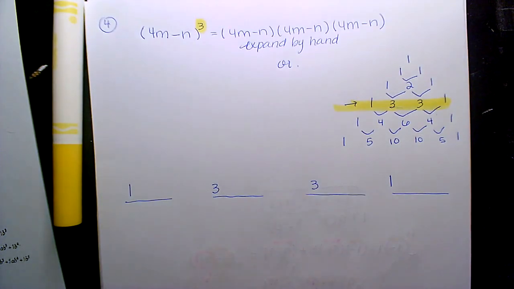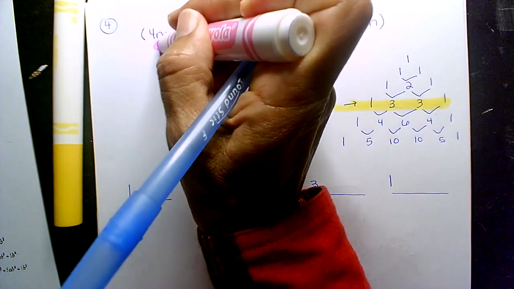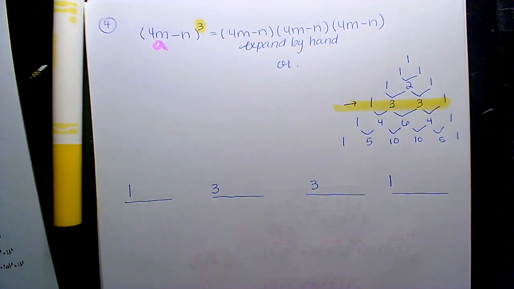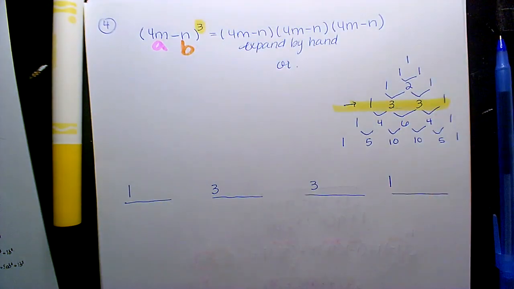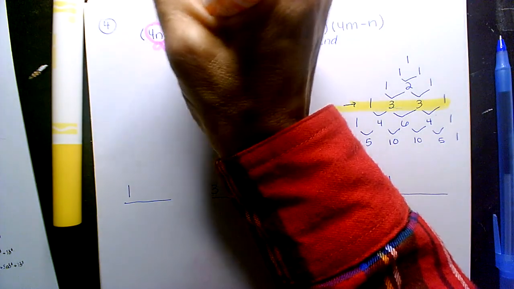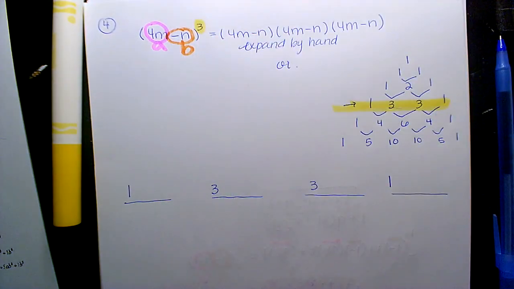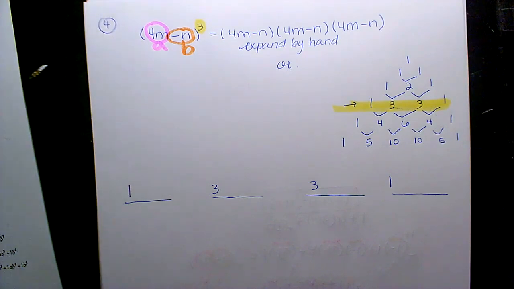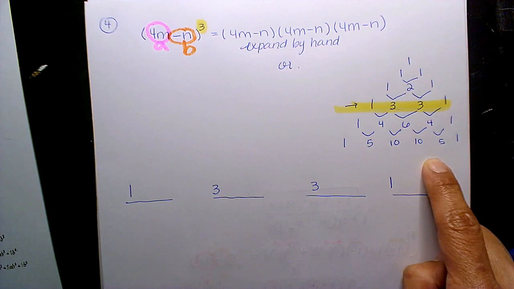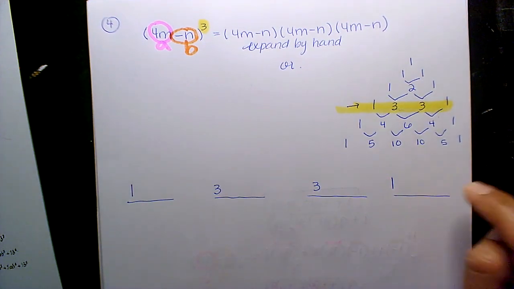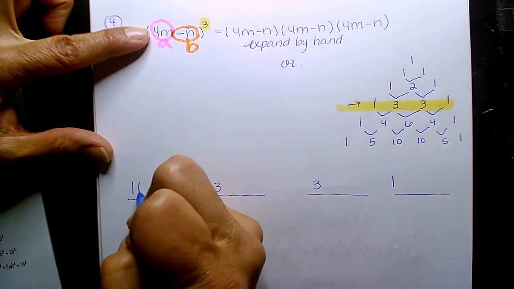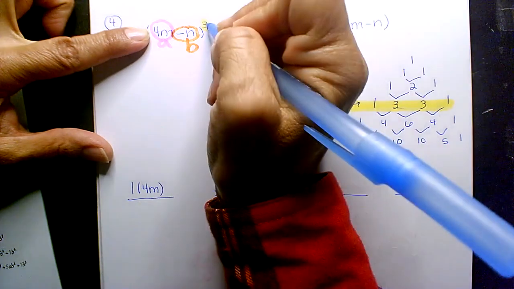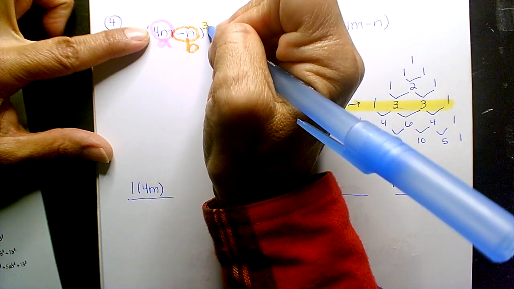Okay, what happens? Remember, this is your A. This is your B. So when I tell you, well, here, let's circle, because you got to grab the negative 2. So this is positive 4m, and this is negative n. Okay. All right, so if the binomial expansion is saying the A is going to decrease, the B is going to increase. So if I have A, let's work with the A's first. A is 4m, and my degree is 3, my exponent.